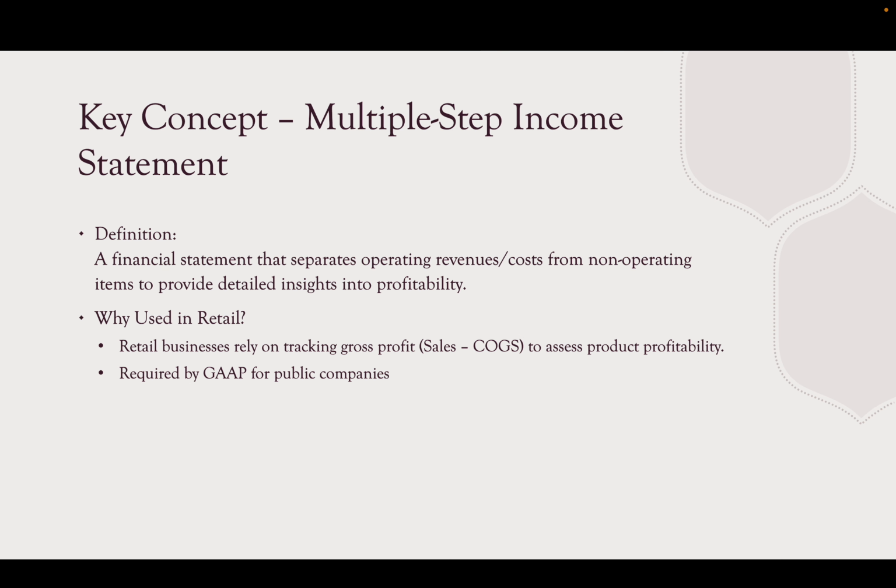So the multi-step income statement, we need to understand what it is. It is a financial statement that separates operating revenues and costs from non-operating items to provide detailed insights into profitability. It is used in retail because retail relies on tracking gross profit, which would be sales minus cost of goods sold, to assess product profitability. This is also required by generally accepted accounting principles, also known as GAAP.